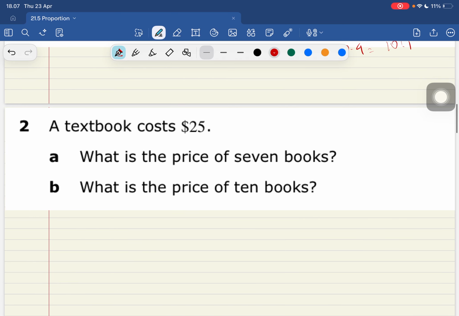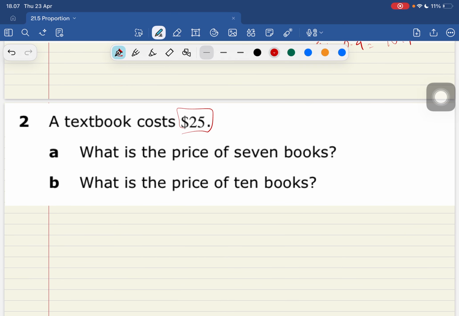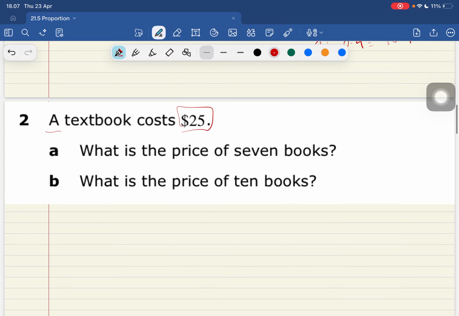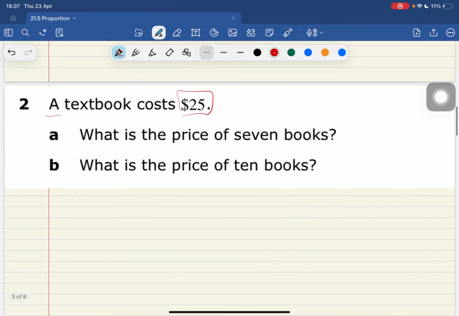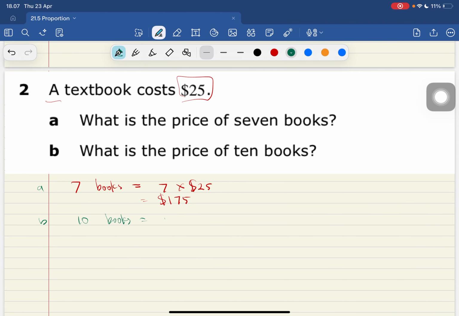Question 2: A textbook costs $25. What is the price of 7 books? This is a textbook, so only one. So 7 books equals 7 multiplied by $25. We got the answer as $175. Next, for B, what is the price of 10 books? 10 books is going to be 10 multiplied by $25, so equal to $250.